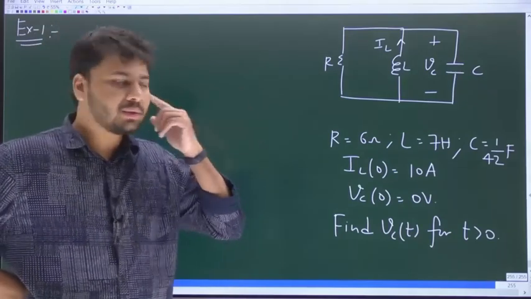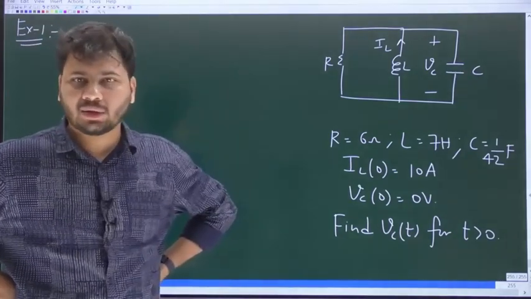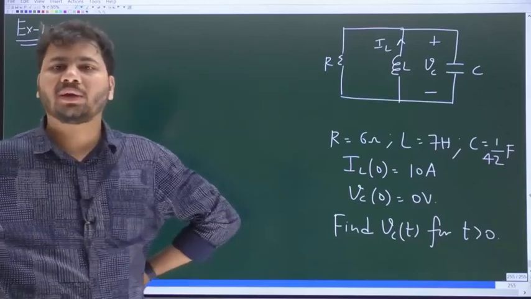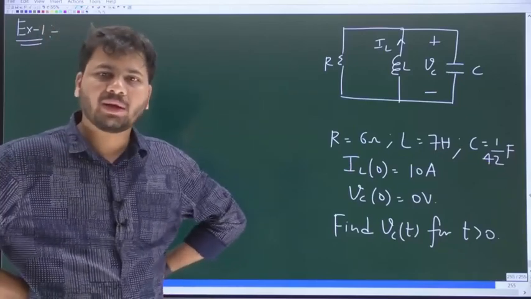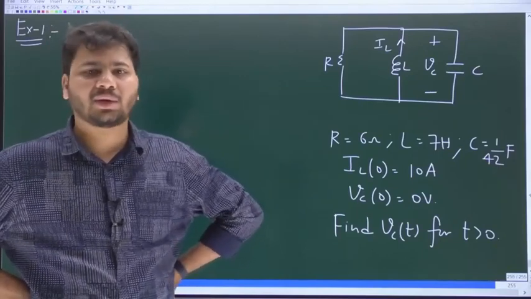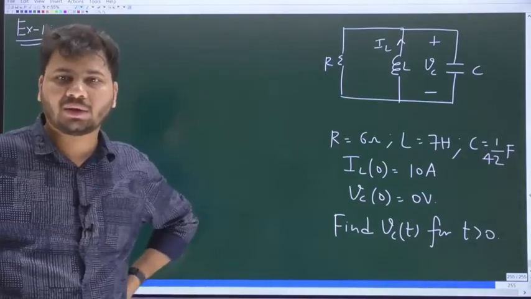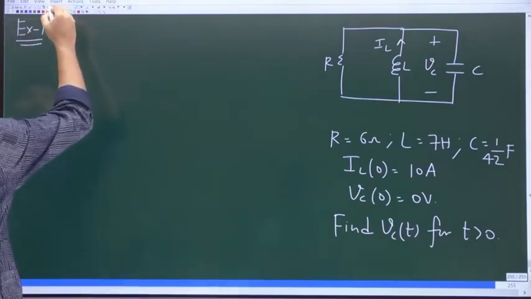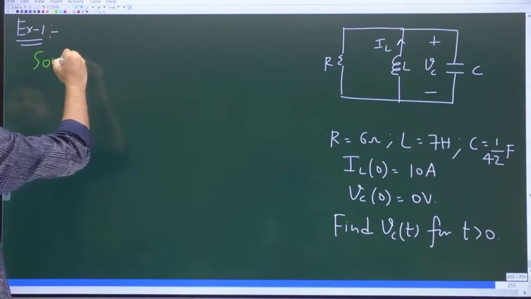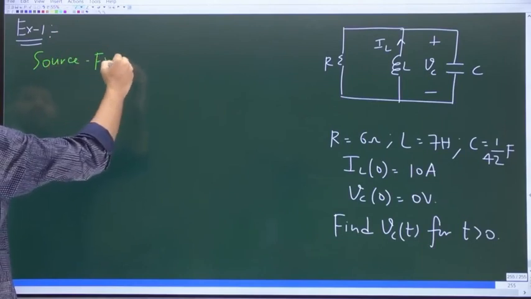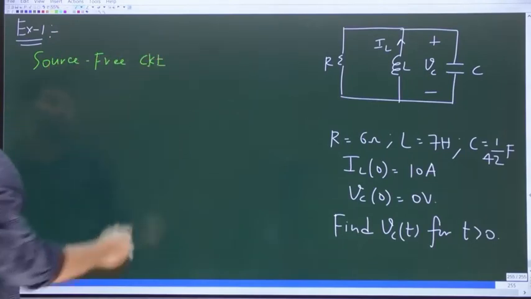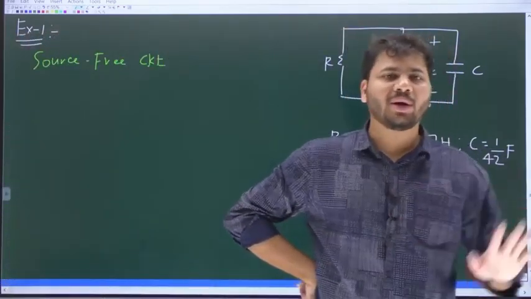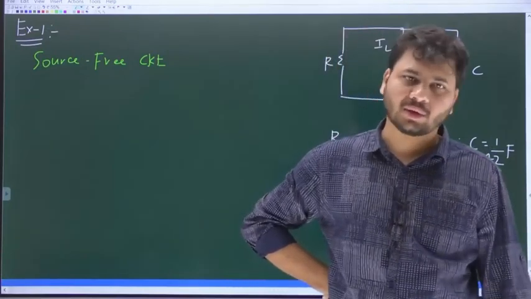Okay, number 1, it is a parallel RLC circuit. So it is a second order circuit. Is it a second order circuit driven by any sources or not driven by any sources? Clearly in this RLC circuit there are no independent sources. So what do we have over here? It is a source free circuit, meaning no independent sources are driving this circuit.